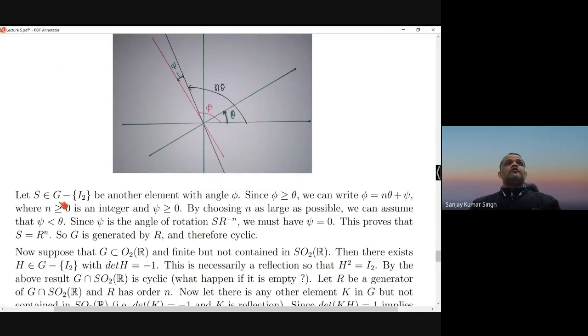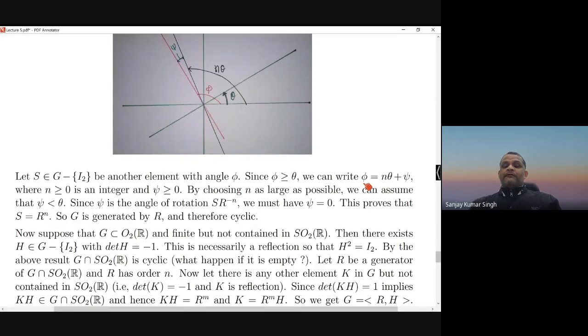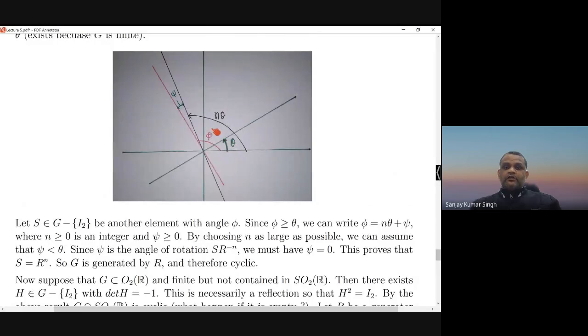Since it is a rotation, it will be associated to some angle. Suppose this is a rotation with respect to the angle phi. It means it rotates any element by angle phi. Of course phi will always be greater than or equal to theta, because theta was chosen minimum. Now I can always write phi equals n theta plus psi. So I will take theta, 2 theta, 3 theta, 4 theta, and try to reach phi, and I will choose the maximum n such that I come closest to phi.